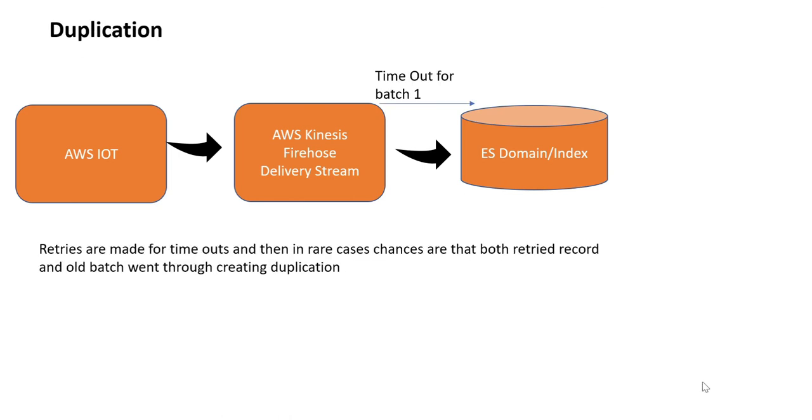Now in some cases you will see duplication happens, very rarely. If the first batch was trying to write and there was continuous timeout, and a reattempt was made and the reattempt succeeded, and somehow the first one also went through successfully, then there is a chance of duplication. It is a very rare happening.